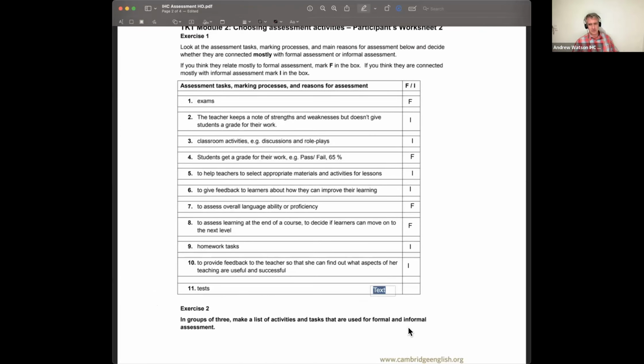Yeah, I would still call them formal though, because normally we associate them with formality. And pass and fail. When there's pass and fail involved, it's usually formal.